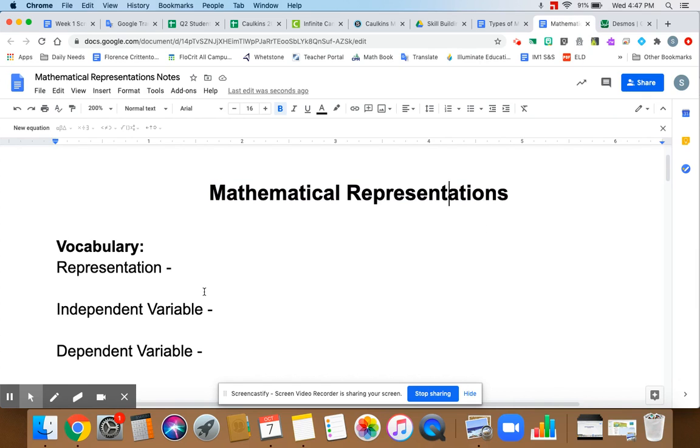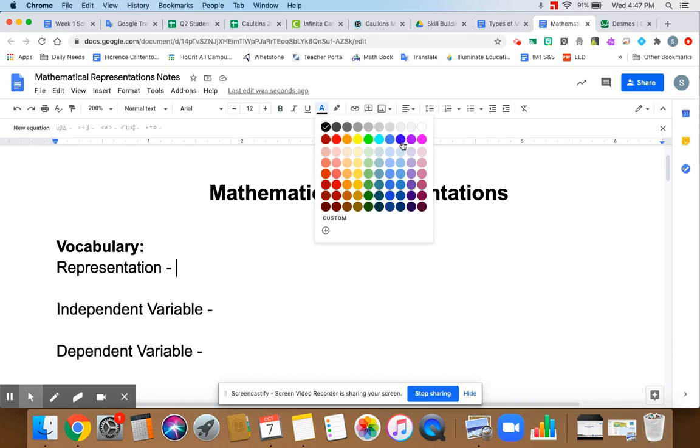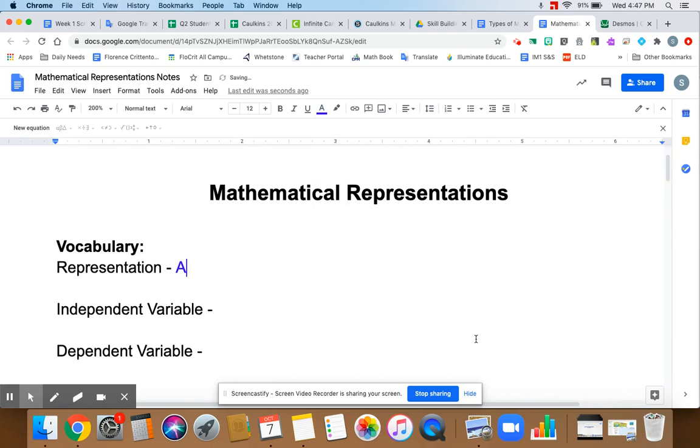So let's talk about what a representation is in general. A representation is a way to express all independent variables with their dependent pair.